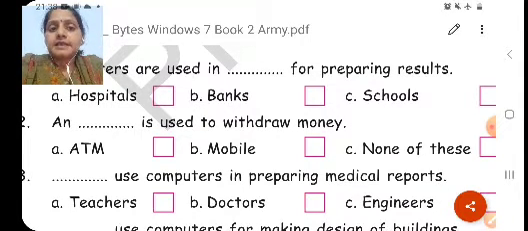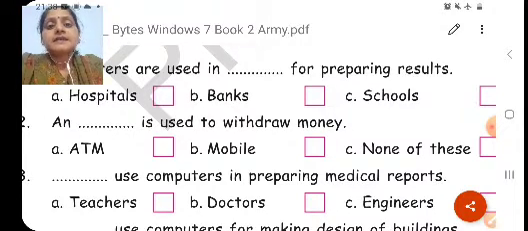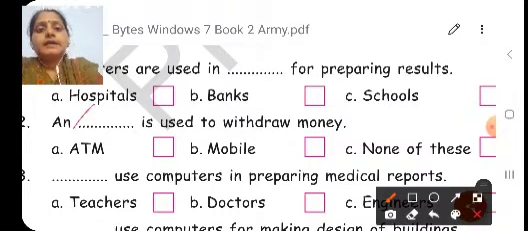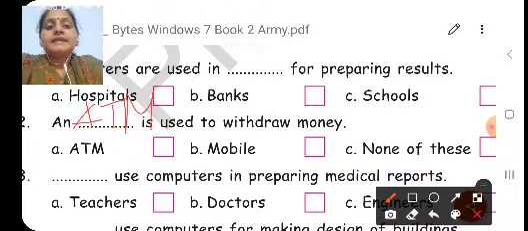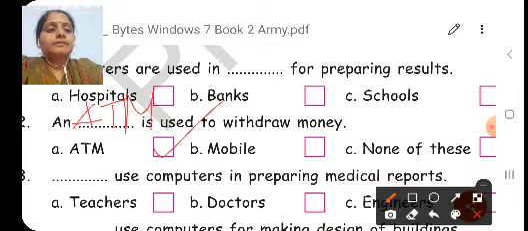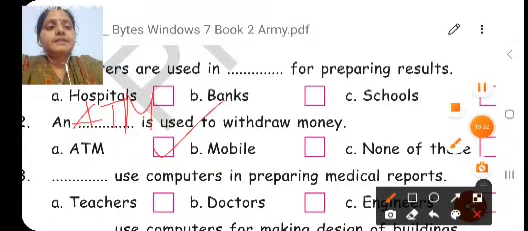First option is ATM. As we know, we use ATM machine to withdraw money. So the correct answer is ATM machine. So here you will write ATM, ATM is used to withdraw money. So children, answer is ATM. You will write ATM and put a tick in front of ATM.